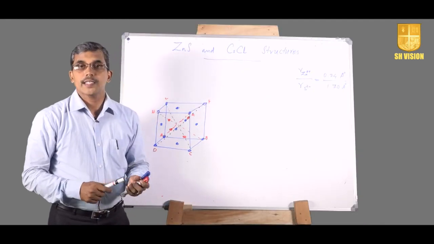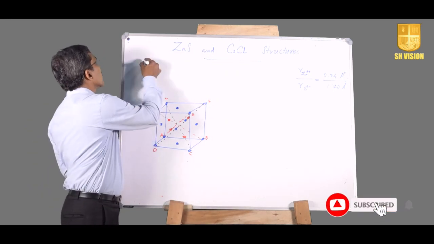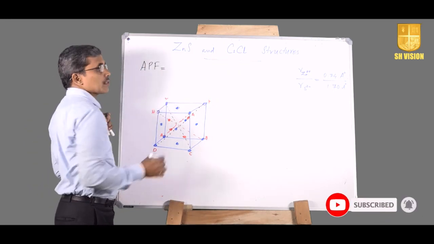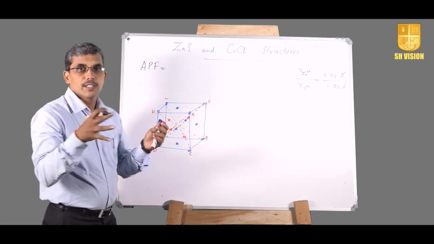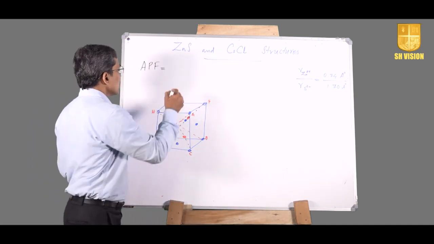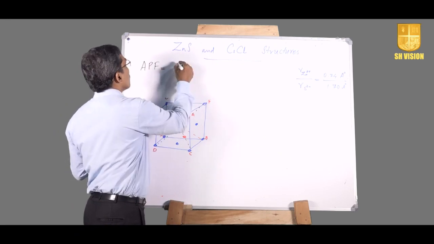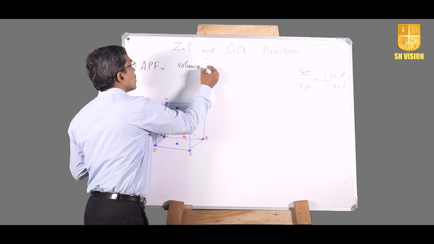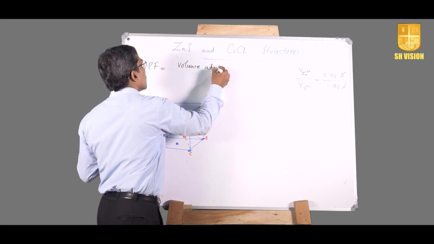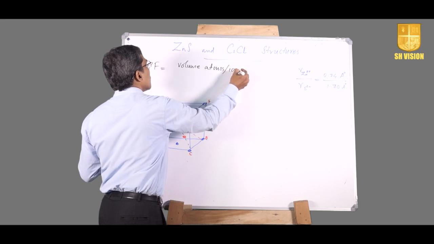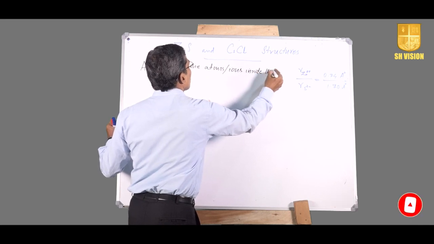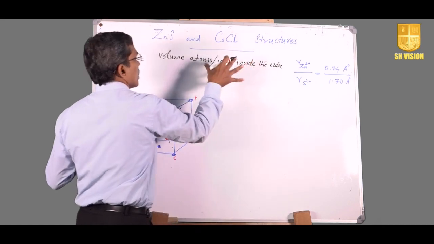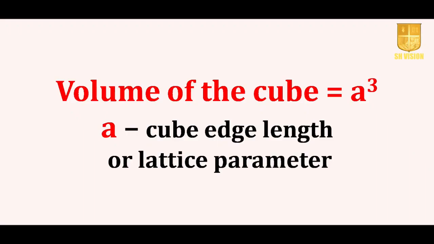So now we have to calculate the packing efficiency or atomic packing factor. So atomic packing factor is equal to what percentage of the cube unit cell is occupied by the solid material atoms or ions. So in this case, atomic packing factor is equal to the volume of atoms or ions inside the cube, or occupied by the ions, divided by the volume of the unit cell, that is a cube.